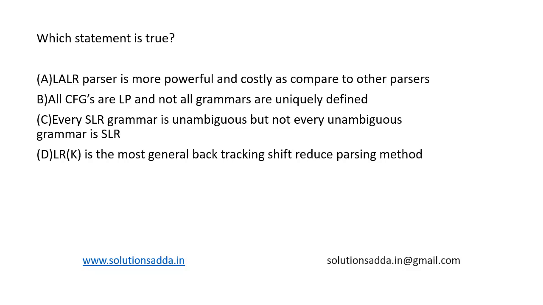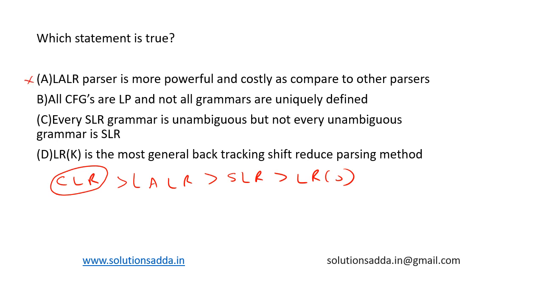This is a question from compiler design. Which of the statements is true? Option A. LALR parser is more powerful and costly compared to the others. This is false because canonical parser CLR is the most powerful parser when compared to other LR parsers. The order of powerfulness can be CLR greater than LALR greater than SLR greater than LR(0). So CLR is the most powerful parser.